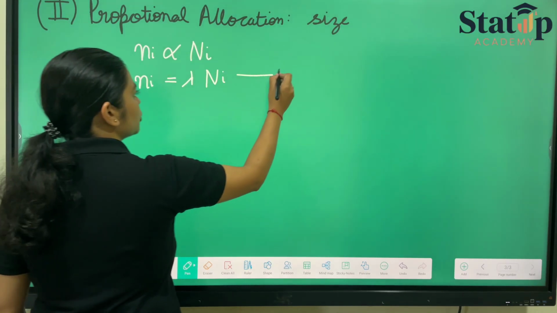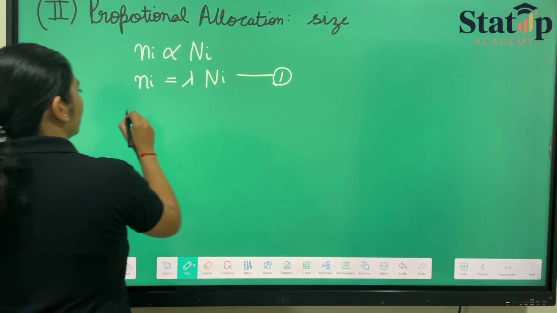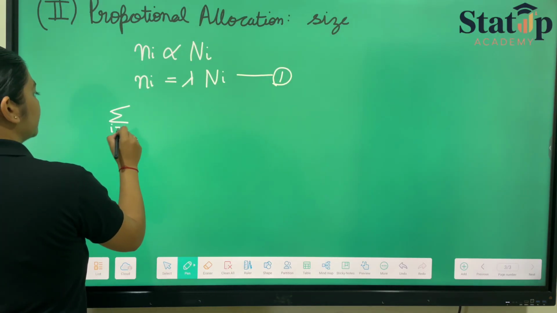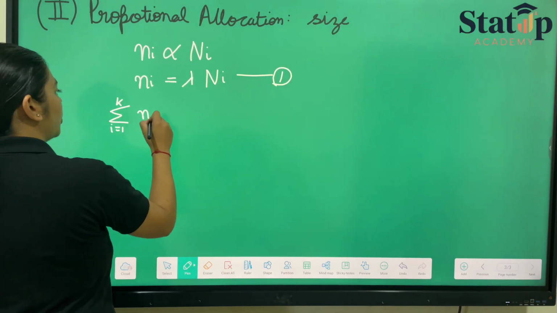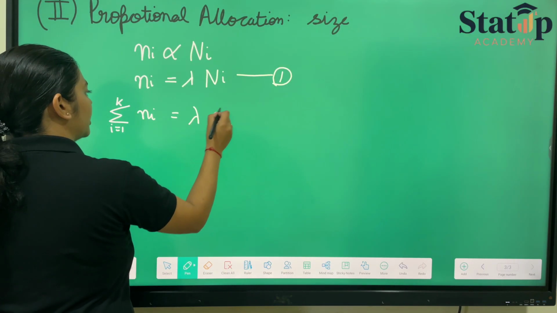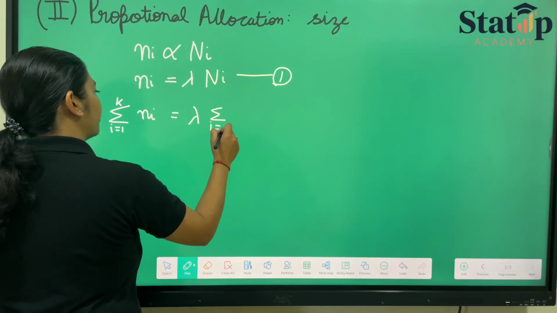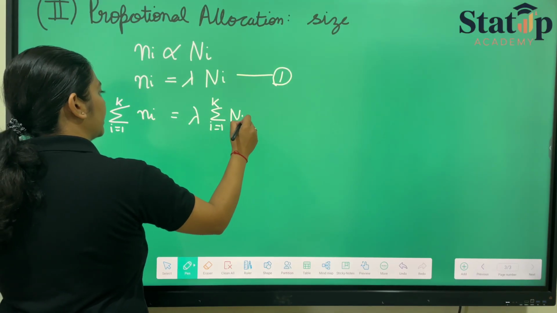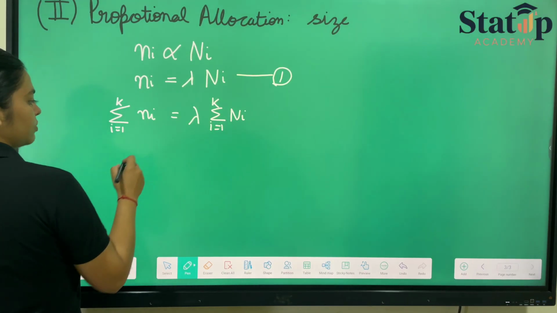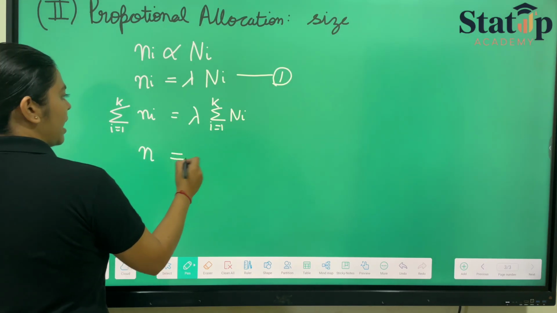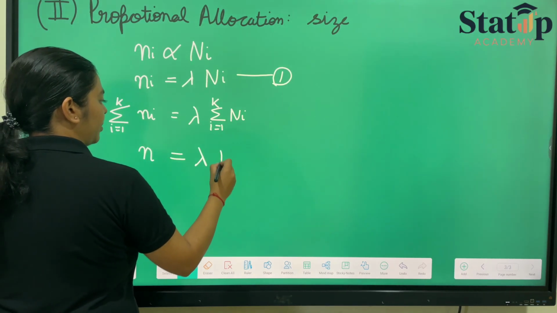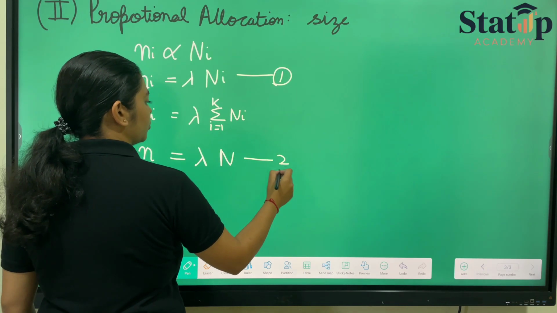Now this is equation 1. Summing over i goes from 1 to k, small n_i is equal to lambda times the sum over i from 1 to k of capital N_i. Summing over i from 1 to k, small n_i is nothing but n, and capital N_i is nothing but capital N. This is our equation 2.